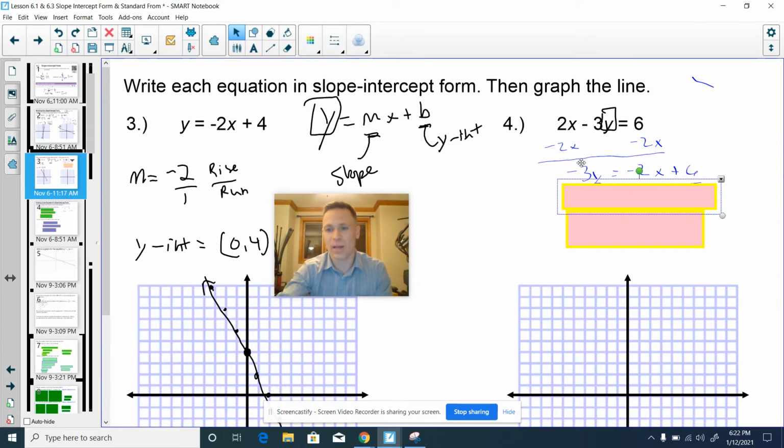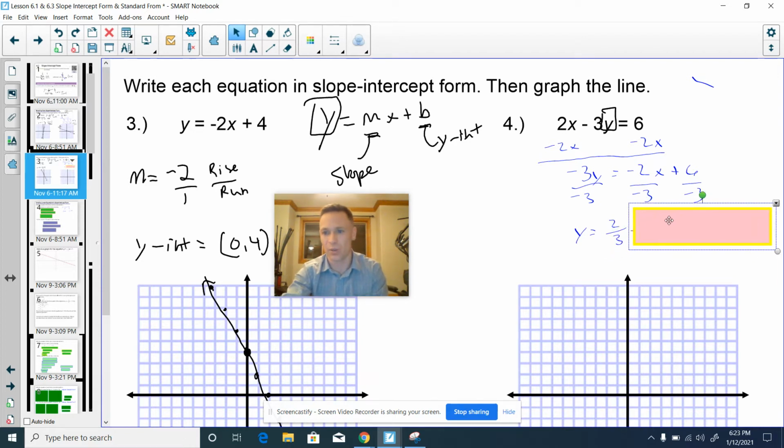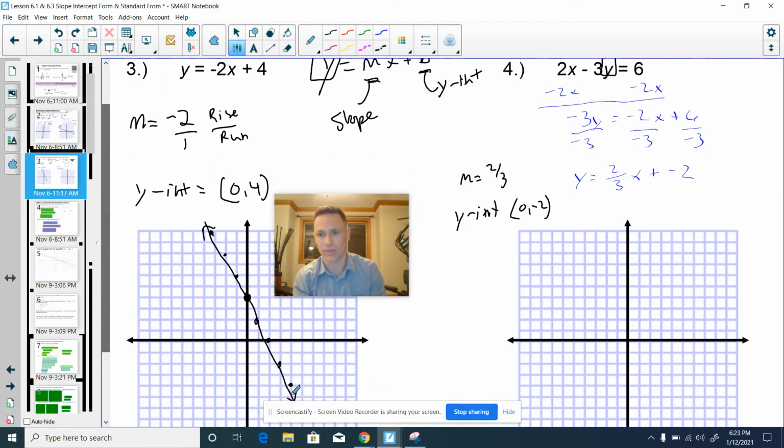Then what's happening to y? I'm multiplying it by -3. I have to undo that with division. So I'm going to divide everything by -3. Then again, we simplify fractions, right? -3 divided by -3 is just y. -2 over -3, negative divided by negative is positive, so we get a positive 2/3. And then 6 divided by -3 is -2. So what do we got here? My slope, my m, is 2/3. My y-intercept is (0, -2). So now we graph. (0, -2). Boom. Nailed it.